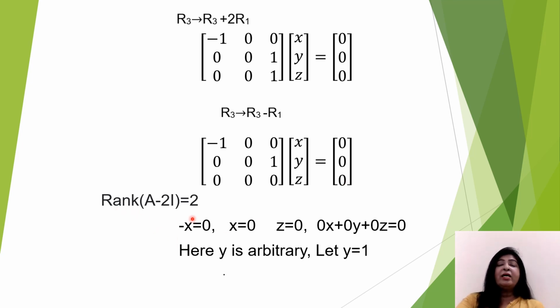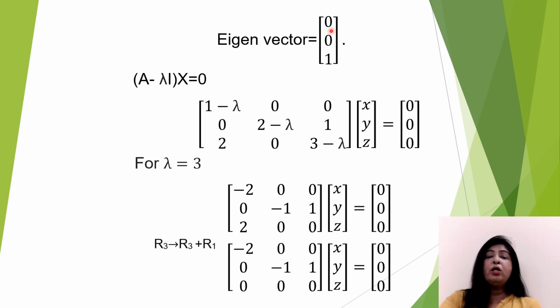Now you can see that rank of A minus 2I is equal to 2. So multiply these. Minus 1 into x is minus x is equal to 0, or x is equal to 0. Then z is equal to 0. Then you have 0 into x plus 0 into y plus 0 into z is equal to 0. Now here y is arbitrary. So let us take y is equal to 1. So the eigenvector will be (0, 1, 0).